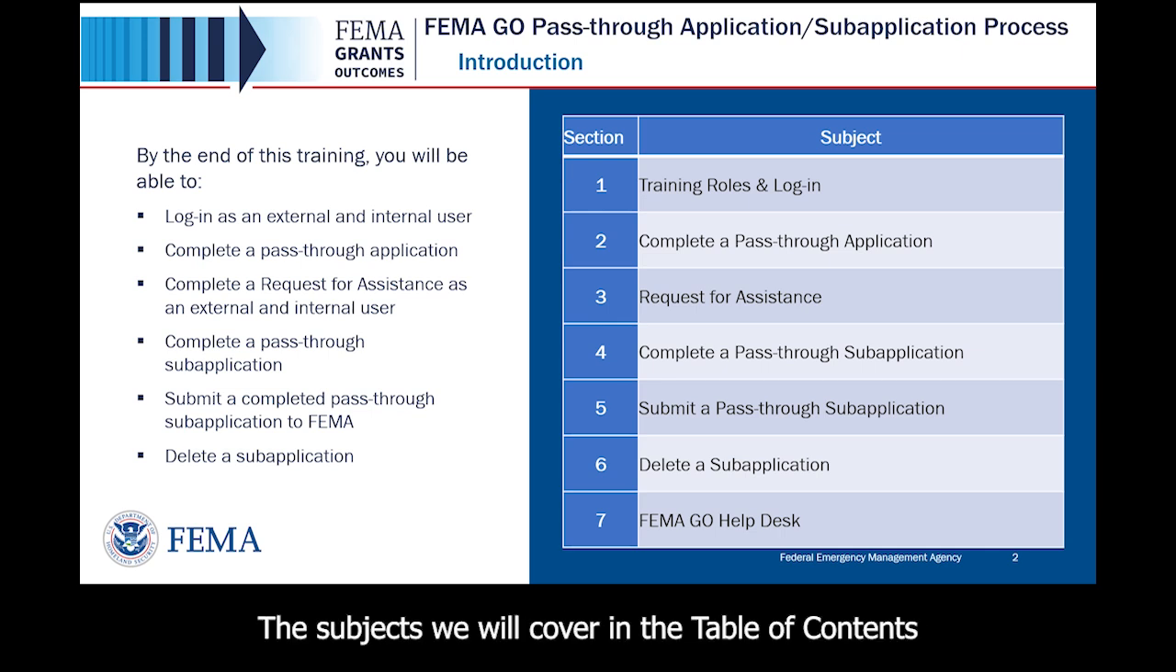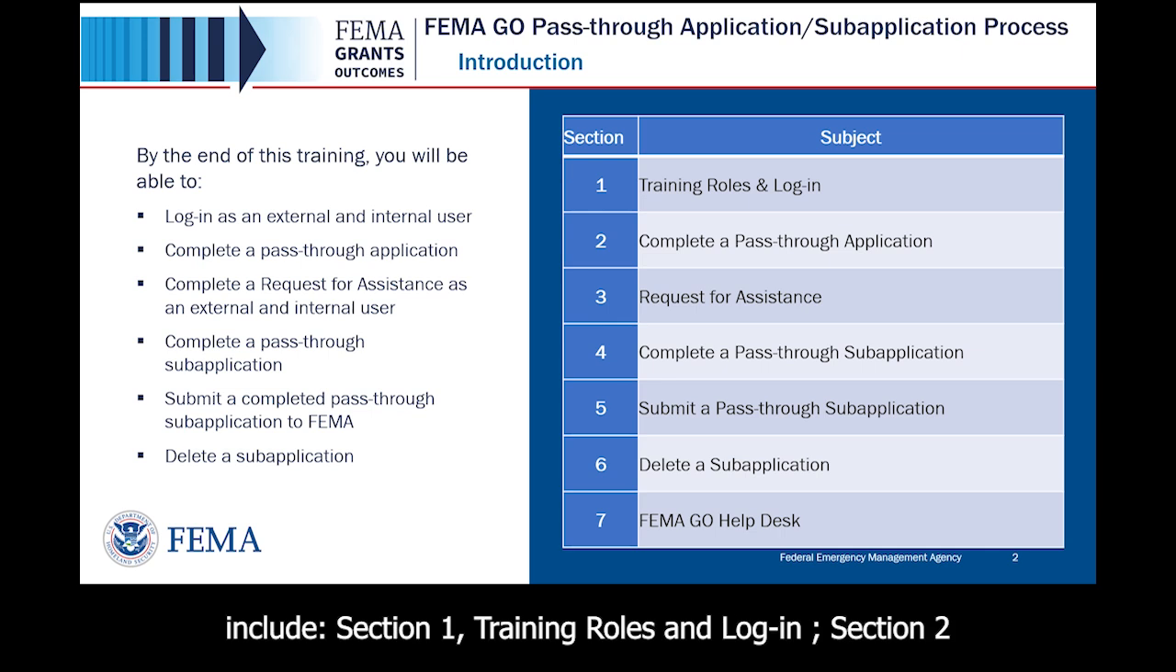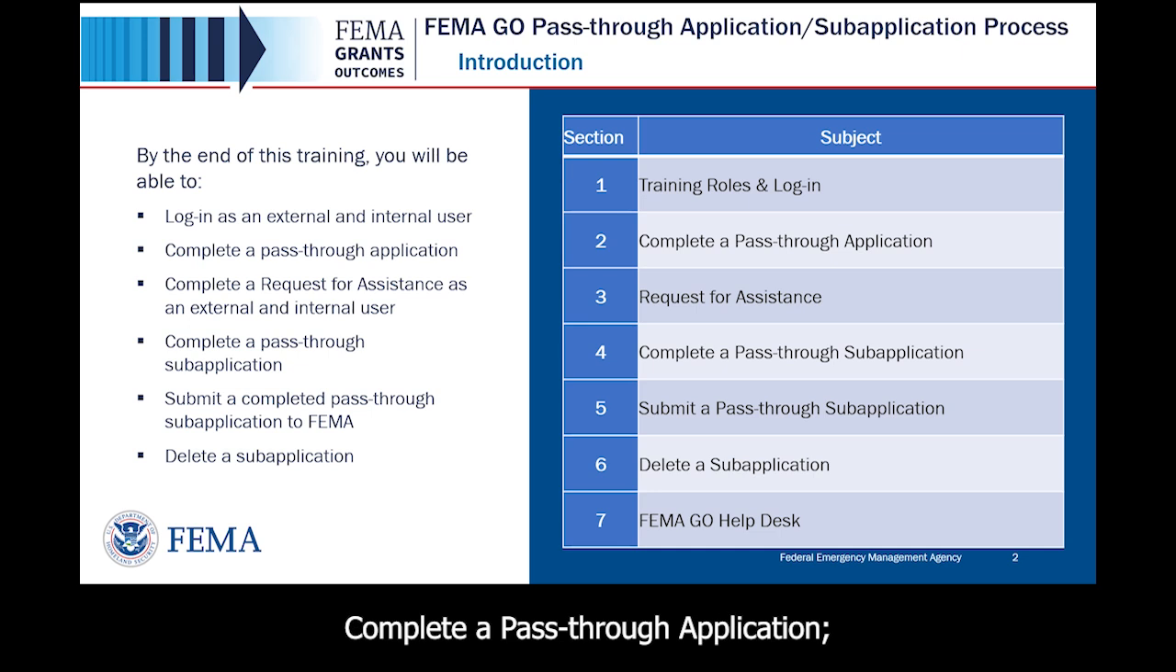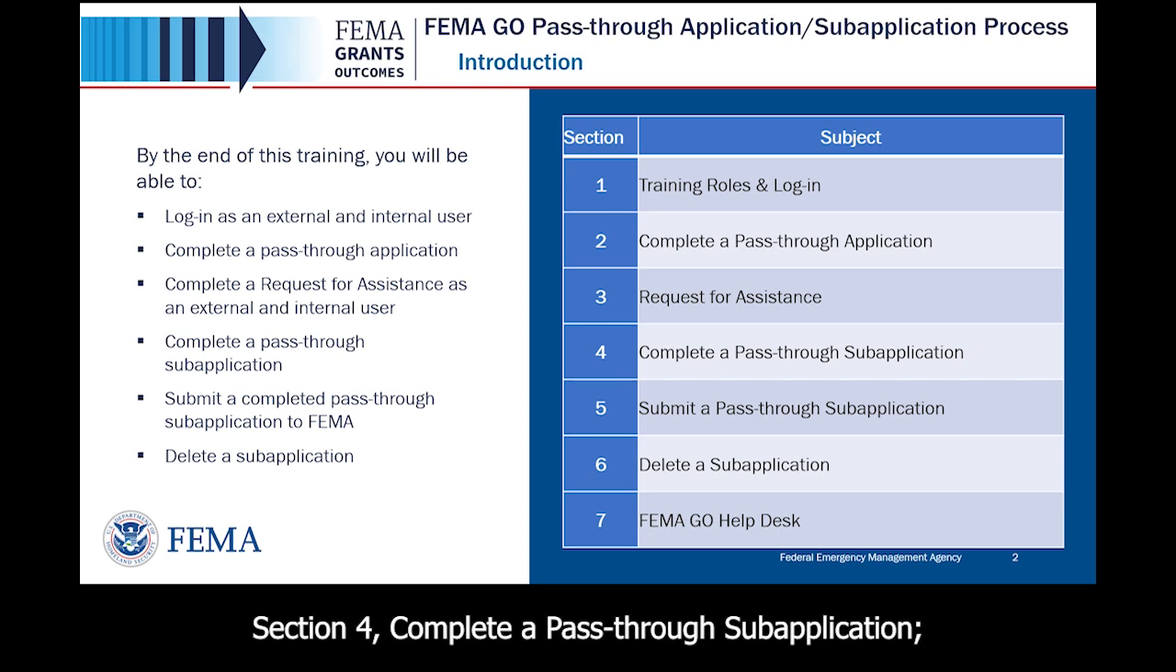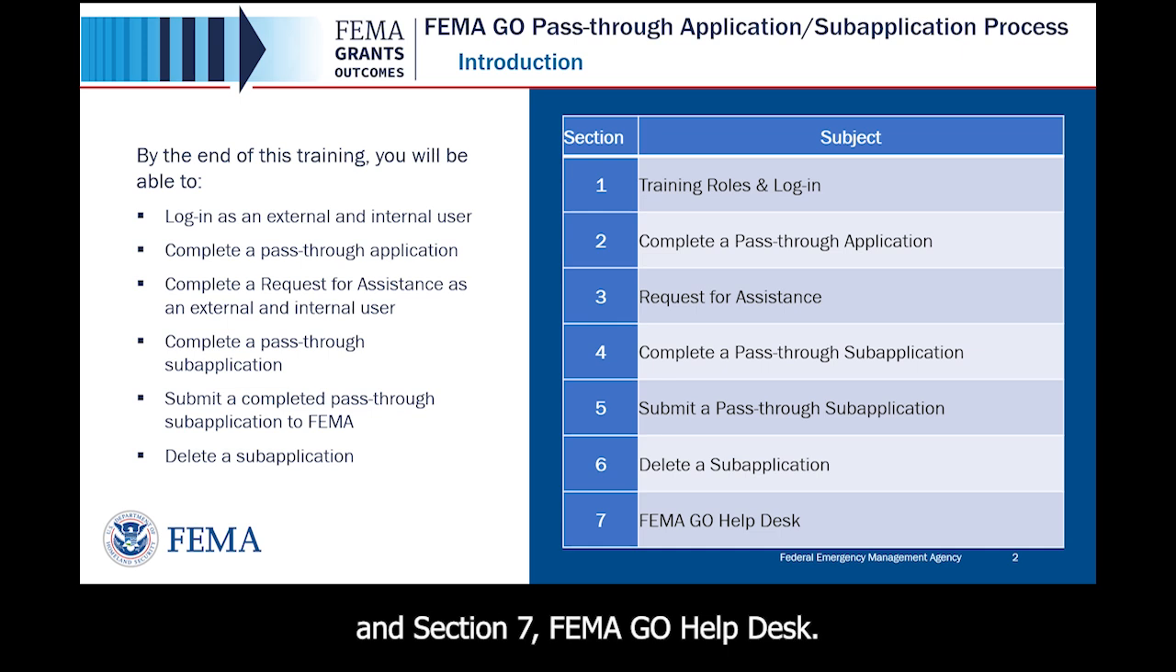The subjects we will cover in the table of contents include Section 1, Training Roles and Login, Section 2, Complete a pass-through application, Section 3, Request for Assistance, Section 4, Complete a pass-through sub-application, Section 5, Submit a pass-through sub-application, Section 6, Delete a sub-application, and Section 7, FEMA GO Help Desk.